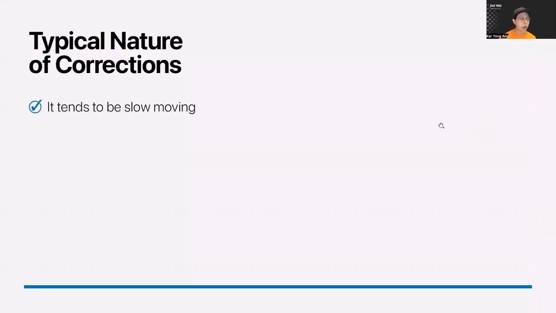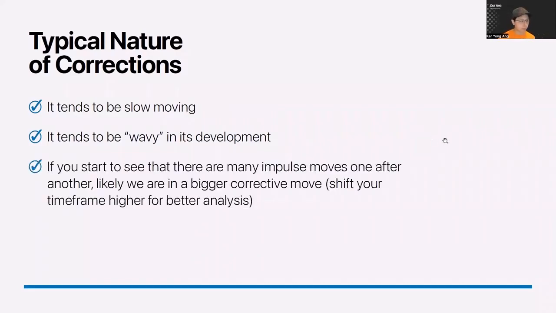So typical nature of correction, right? It tends to be slow moving. It tends to be wavy in nature, as I mentioned, right? If you look at candles, they basically have red, white, or basically bullish, bearish, one after another. So kind of overlap a lot, and that gives you that wavy nature. Okay. So again, if you see some tips, right? If you see a lot of impulses one after another, right? It drops very fast, it goes back up very fast, it drops very fast, it goes back up very fast.